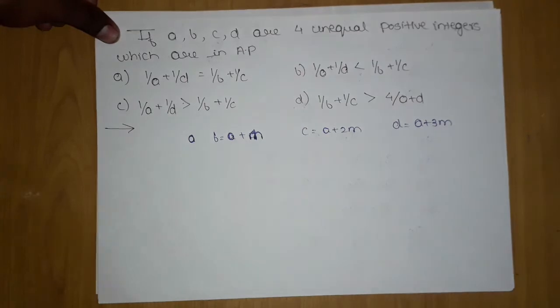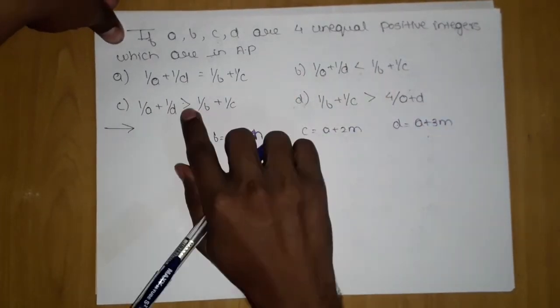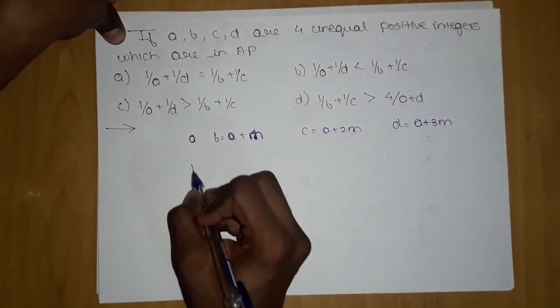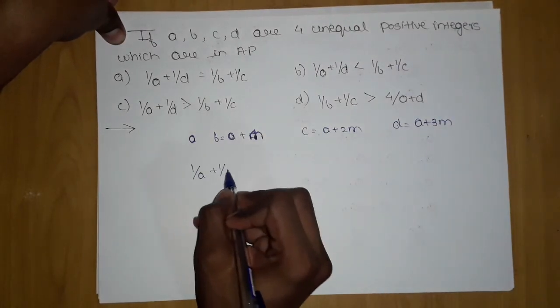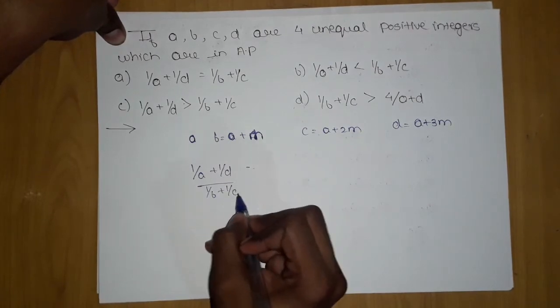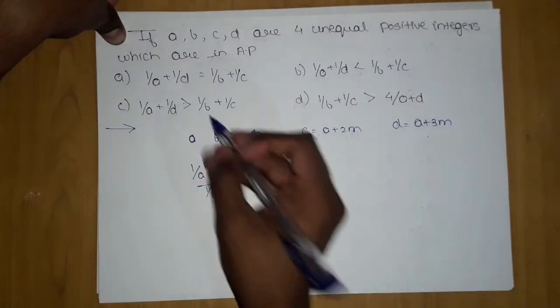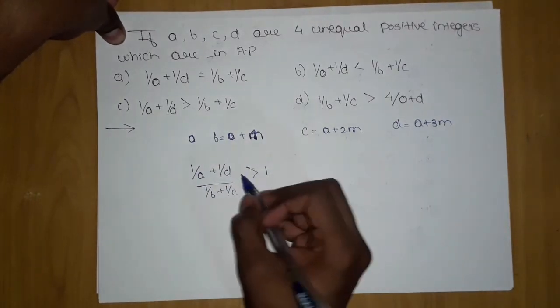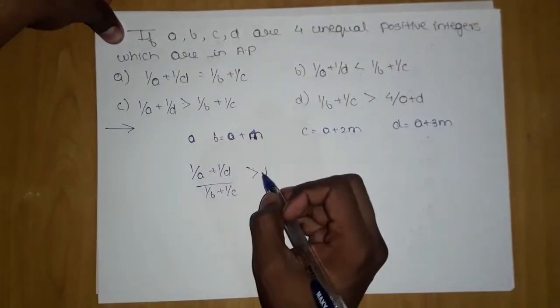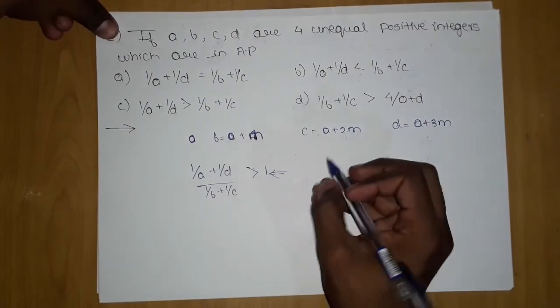Now we want to prove this. These three options are the same kind: it can be less than this, it can be greater than or equal to. So if I take 1 by a plus 1 by d upon 1 by b plus 1 by c and divide, if it is greater than 1, then we will prove this. If it is less than 1, then we will prove that, and if it is equal, it will be equal to 1. Now let's try to get this and substitute the values.